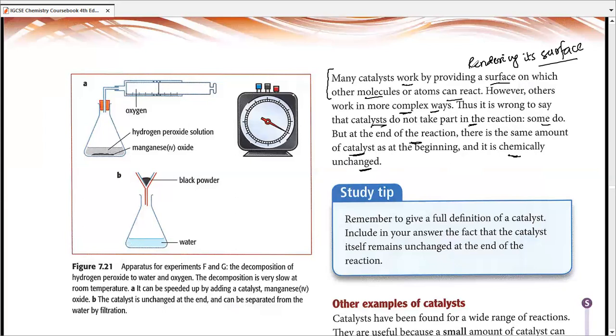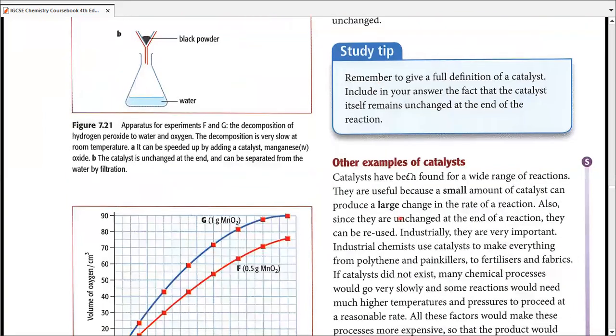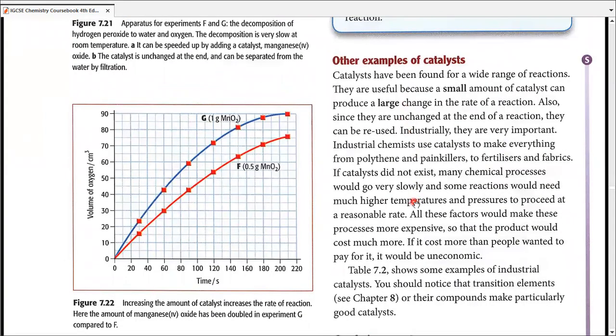All right. So I hope this completely explains the part of the definition that has the phrase chemically unchanged by the end of the reaction. Now, some other examples of catalysts. We have some very important catalyst examples in our book. Throughout the book, we are about to study a lot of processes which are going to be important industrially or otherwise, and catalysts are used for those processes.